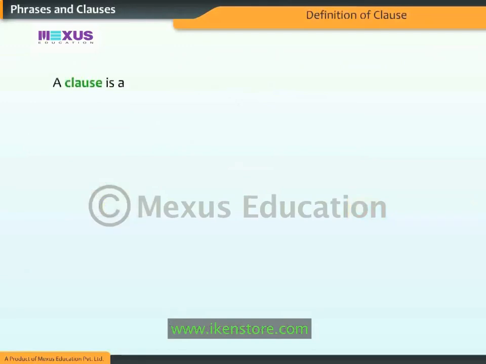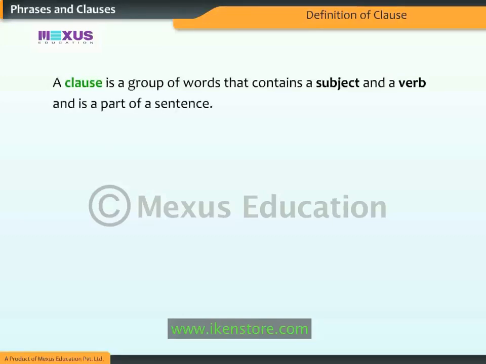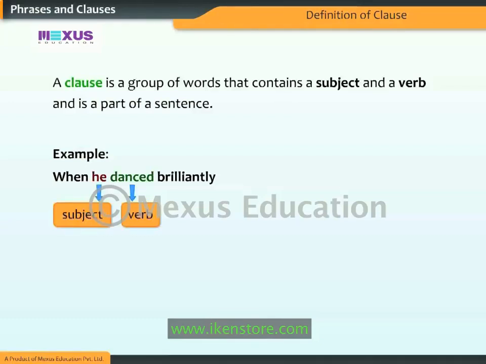A clause is a group of words that contains a subject and a verb and is a part of a sentence. For example, when he danced brilliantly. This clause consists of a group of words and contains a subject and a verb.